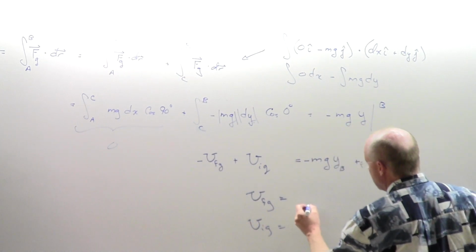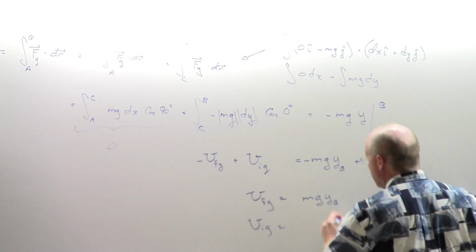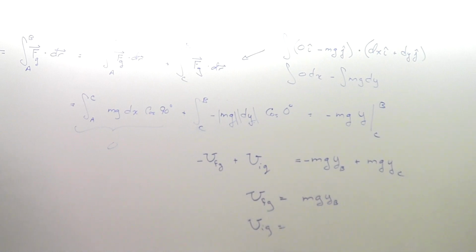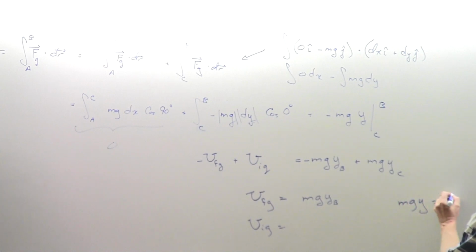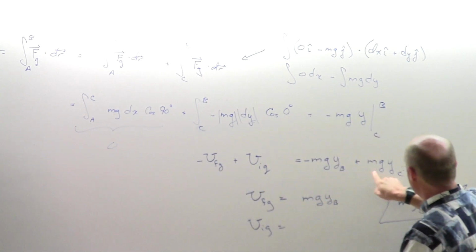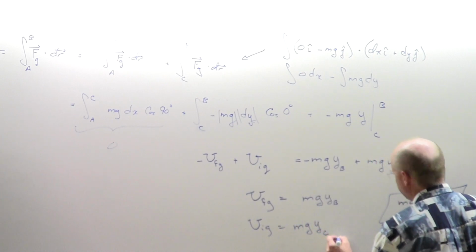But what I want you to see here is this is an mgy_b. And so in other words, the final gravitational potential energy formula is mgy. That's what I was after. So there's how we calculate gravitational potential energy. It's an m, a g, and a y. How high is it? So if it's at a final position, it would be the height of B. If it's at an initial position, then it is mg times y initial.